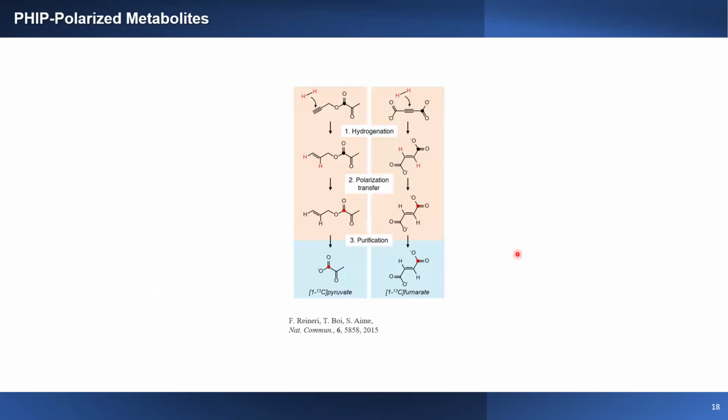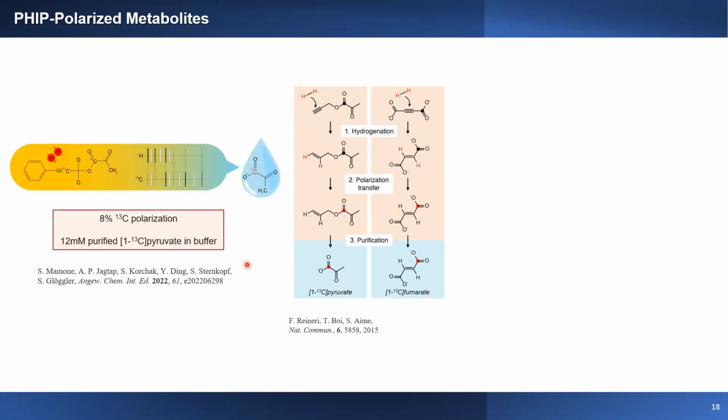Okay, so I've shown these two cases. I think the state of this field is that many molecules can be polarized with parahydrogen, but there are only a few examples of molecules that can be polarized with parahydrogen to a high enough polarization level, or let's say more than a few percent, and purified from the reaction solution so that they could be used in a biological setting. And I think pyruvate and fumarate are currently at that stage.